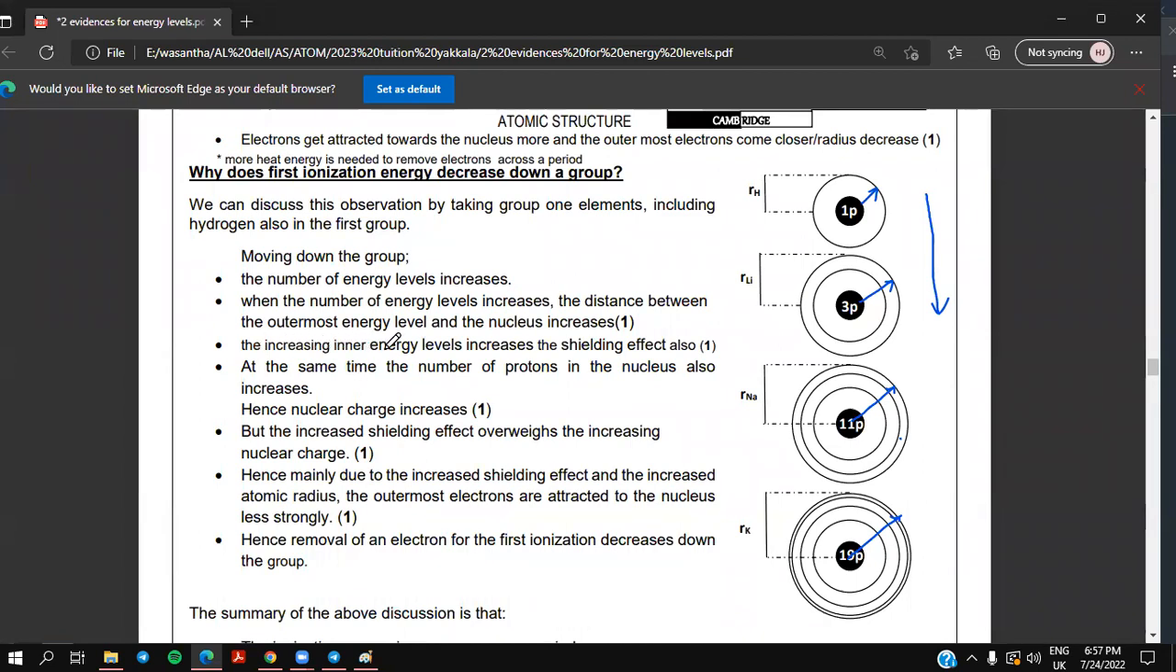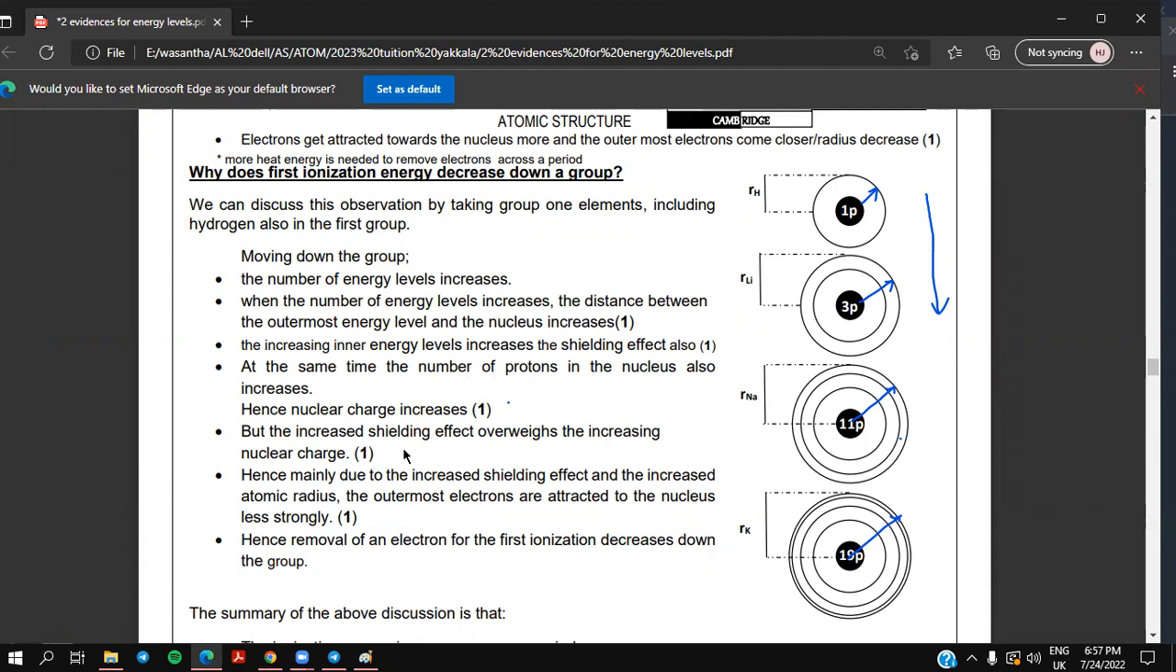The second point: the increasing inner energy levels increase the shielding effect also. When you go down, more energy levels come, so more electrons are there. As a result, the shielding effect increases. At the same time, the number of protons in the nucleus also increases. Hence, nuclear charge increases. See what I'm going to write now. But the increase in shielding effect overweighs the increase in nuclear charge.